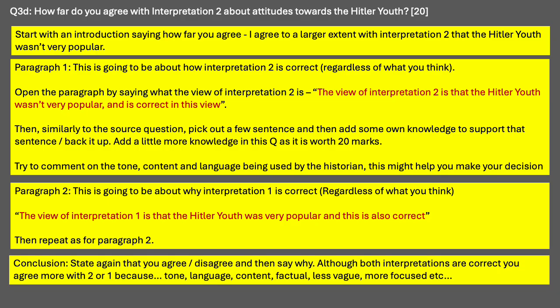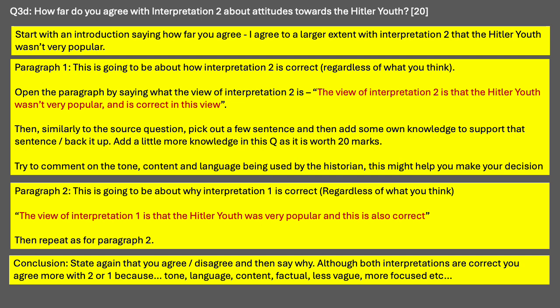State again why you agree or disagree, but this time say why. So like a proper historian, why do you think the Hitler Youth was bad? Or why do you think the Hitler Youth was actually good overall? And then if you can get a little bit of tone, language, content, things like that in there as well, that should see you nicely.